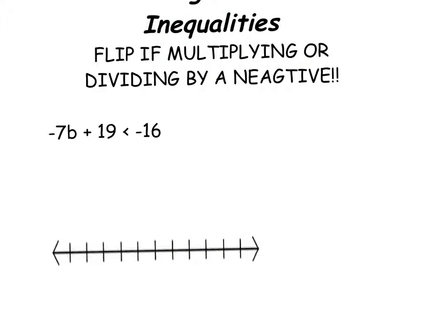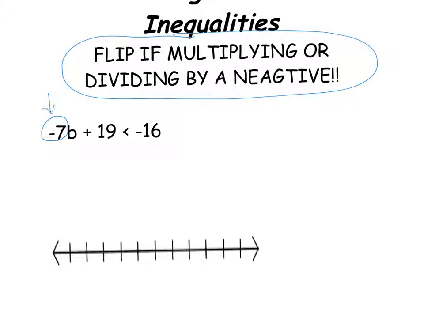So first we have negative 7b plus 19 is less than negative 16. The big thing you need to remember is that you need to flip if you are multiplying or dividing by a negative. So how am I going to know that? The coefficient by the variable is going to be negative. So that means I have to flip the direction of the inequality. And now I'm going to go ahead and solve.